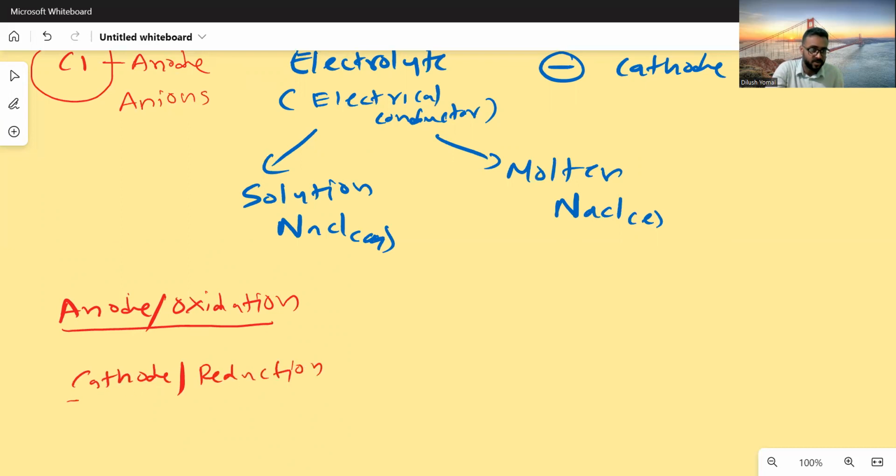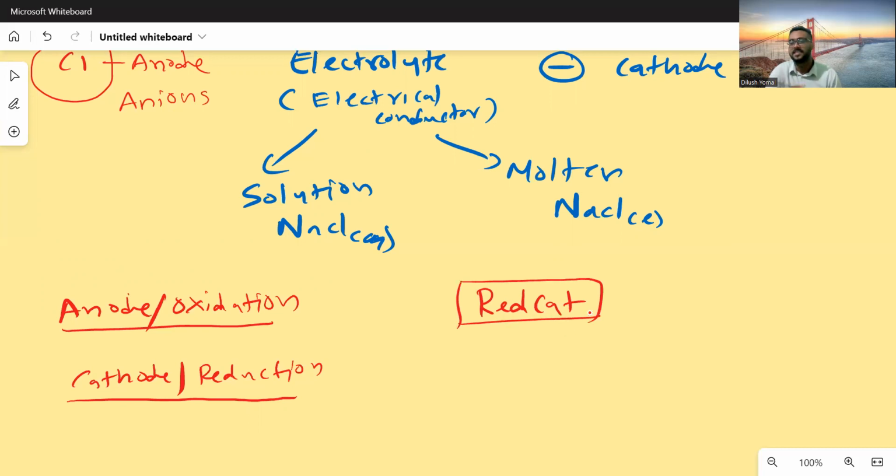You might say there is a lot to remember, sir. Positive is the anode, negative is the cathode, that's fine, we can remember it. But how can we remember anode oxidation and cathode reduction? I have another term for you: just remember red cat. We have a red color cat. It says reduction is taking place at the cathode. Okay, those are the main, very simple introduction for the electrolysis lesson.